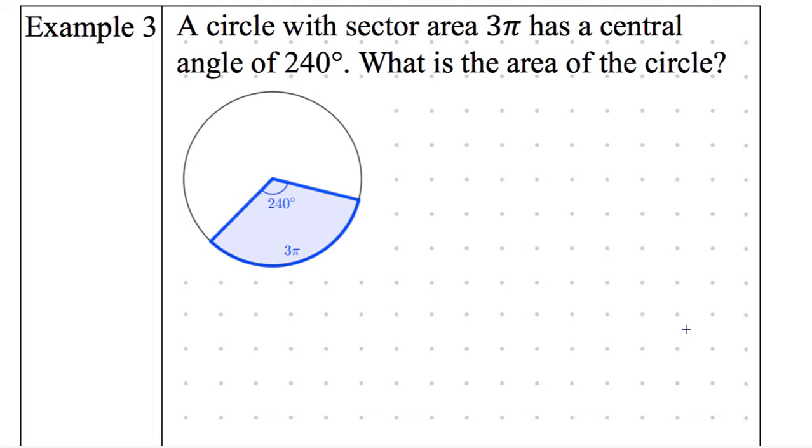Oscar: A circle with a sector area 3 pi has a central angle of 240 degrees. What is the area of the circle? Perfect. All right. So thank you, Oscar. You can turn in your card. Next question. Are we in radians or degrees?